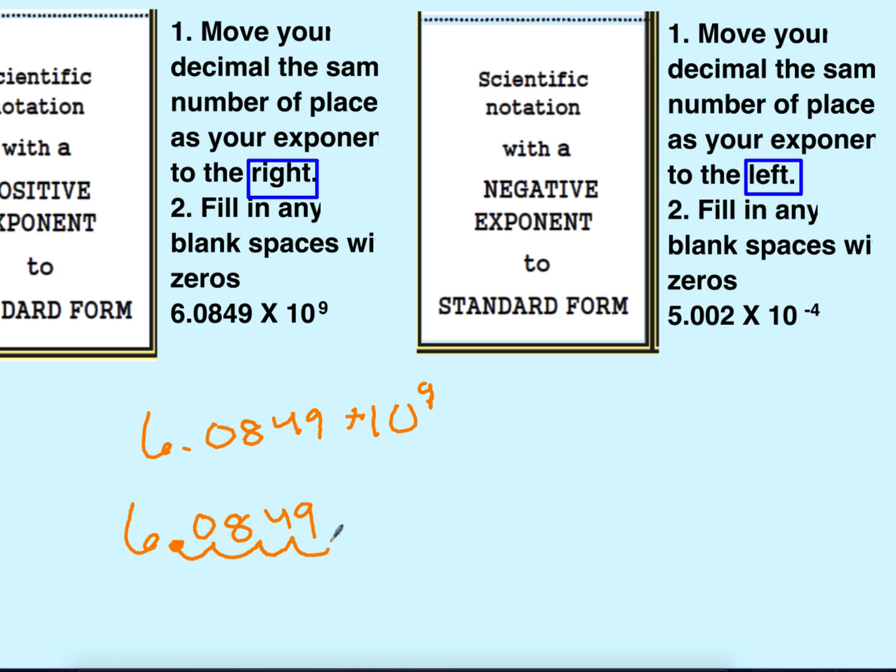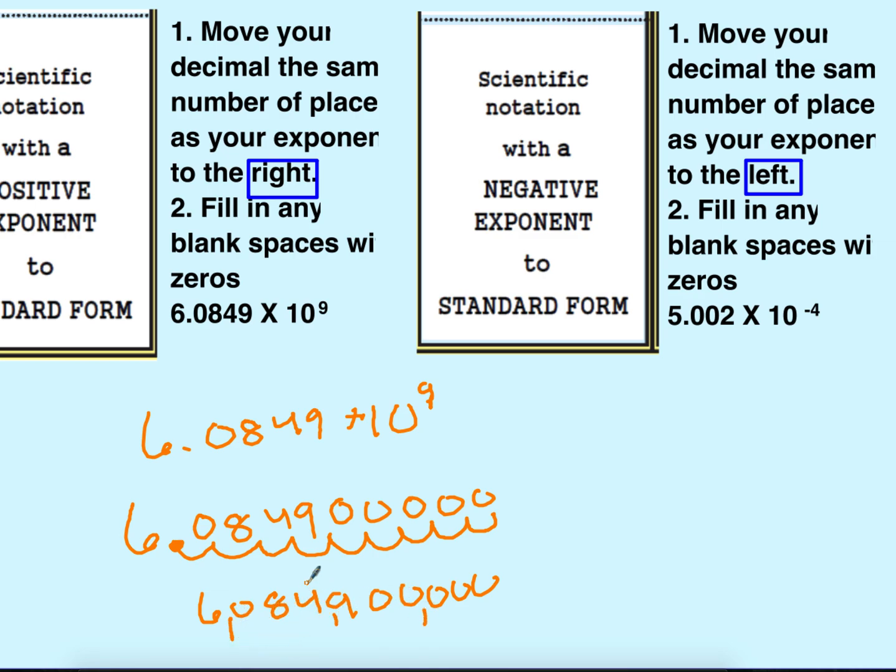1, 2, 3, 4, 5, 6, 7, 8, 9. And that means I have to add my zeros. So here's my number in standard form. And you can add your commas in there to make it look nice and pretty. 6,084,900,000. And that's what this number really represents in standard form.